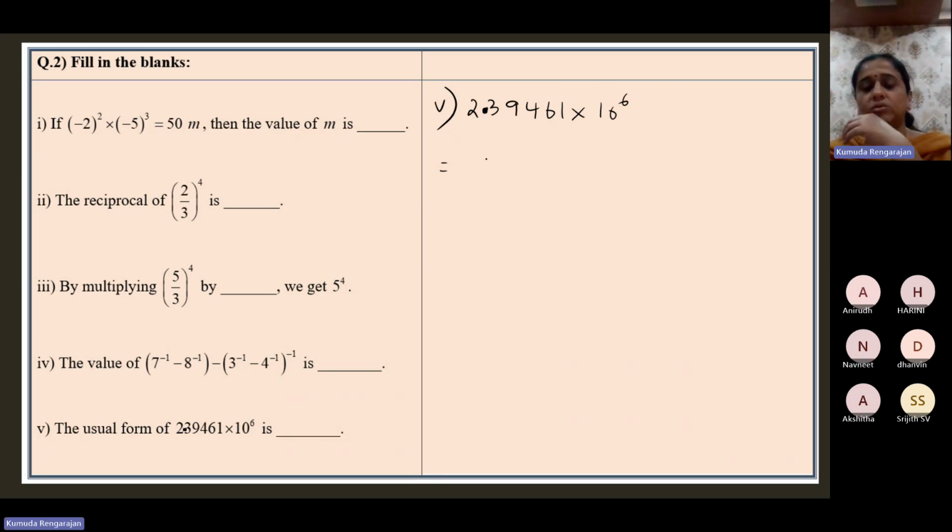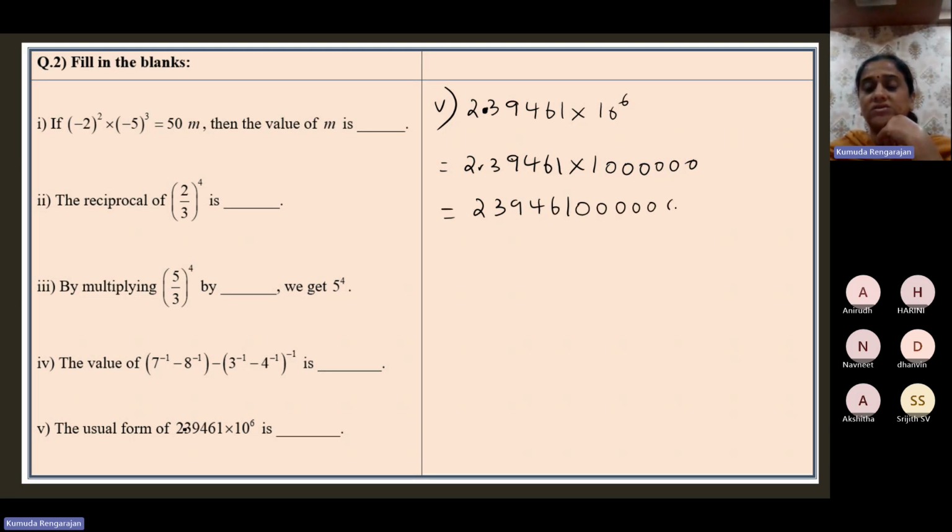If we want to understand this better, it is 2.39461 into 1 followed by 6 zeros. 10 to the power 6 is 1 followed by 6 zeros. Now, when you multiply, you will get 239461 and 6 zeros. But you'll have to place a decimal point. So 1, 2, 3, 4, 5, you'll place the decimal point here. So the answer is nothing but 2394610. Sorry.